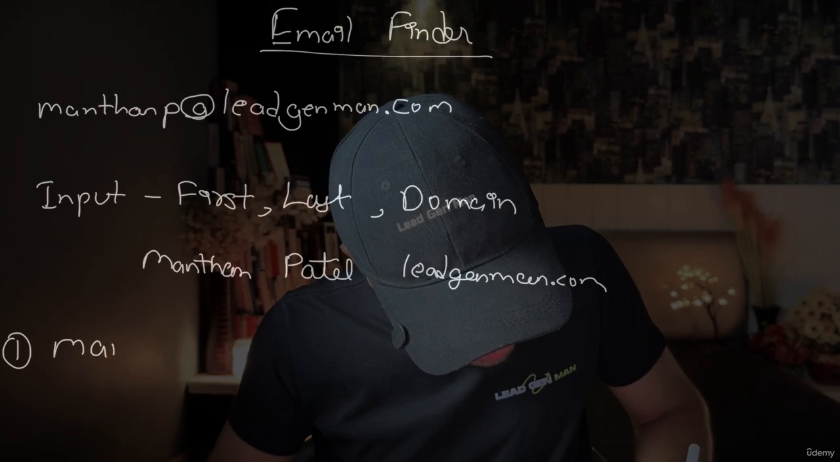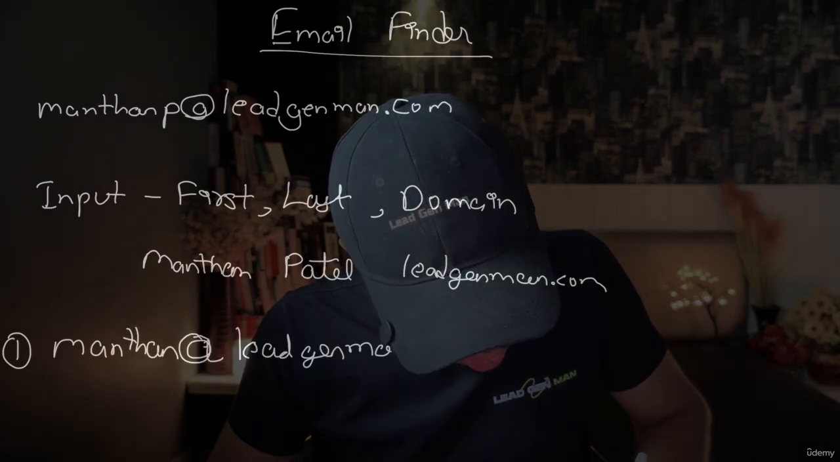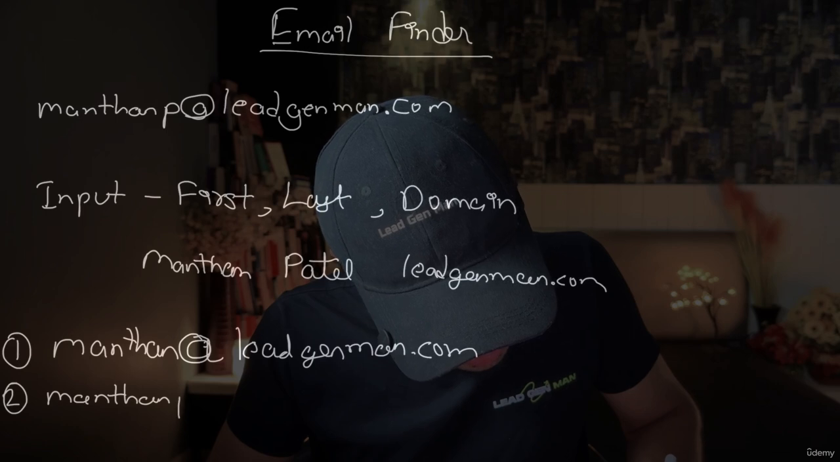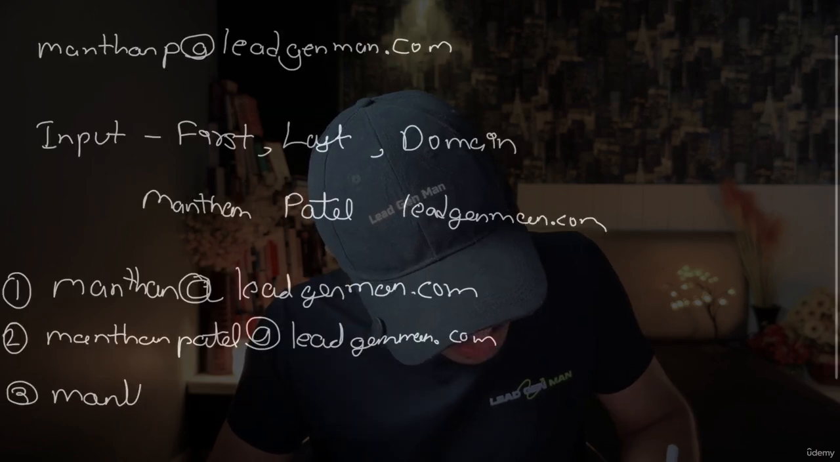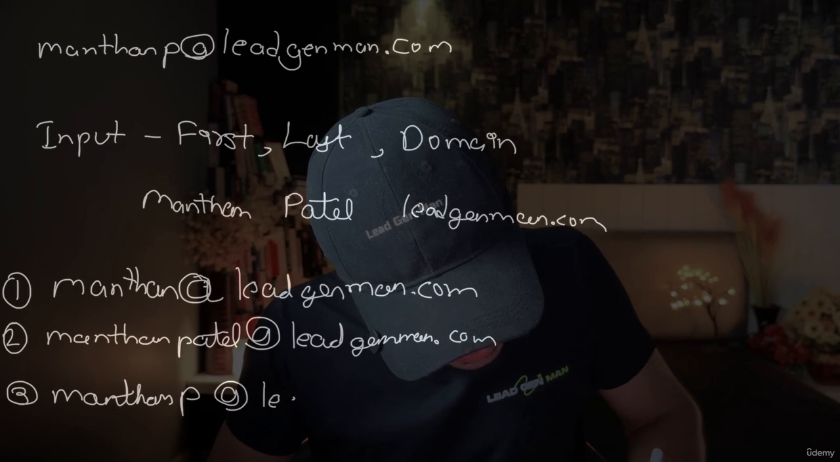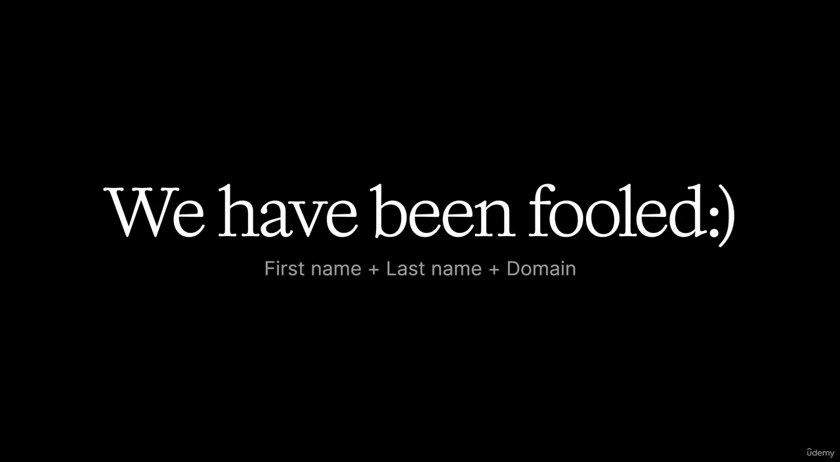For example, the first variation could be manthan@leadgenman.com. Second could be manthanpatel@leadgenman.com. Third could be manthanp@leadgenman.com. Because a lot of business email addresses are similar to this, as you might have noticed. It is just a combination of first name, last name and creating different variations.